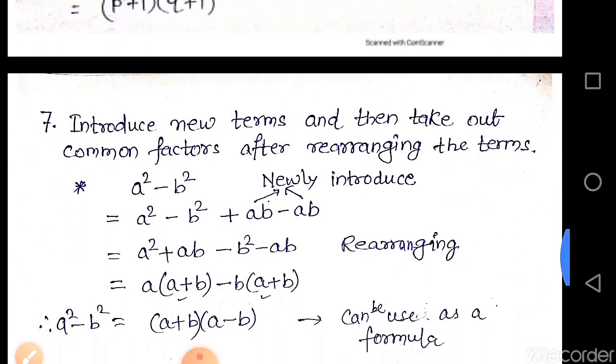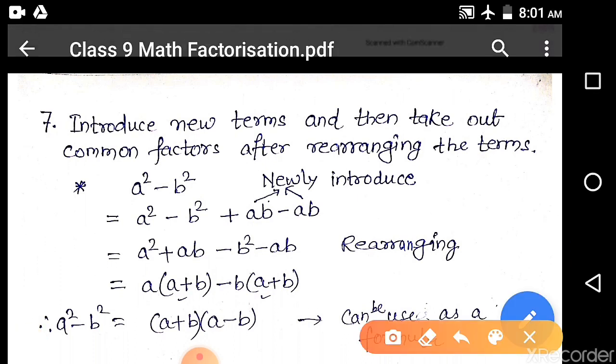This step is very important, because here we have to introduce a new term. So it requires some sense, that means how we will think about the question. See, here we have a square plus b square. Actually you all know the formula a square minus b square, but see what we do here. We have a square plus b square, so we introduce two new terms here, plus ab and minus ab. As you can see, those are the two newly introduced terms.